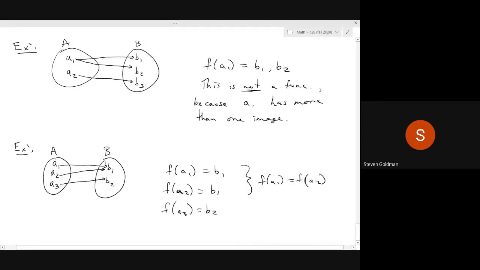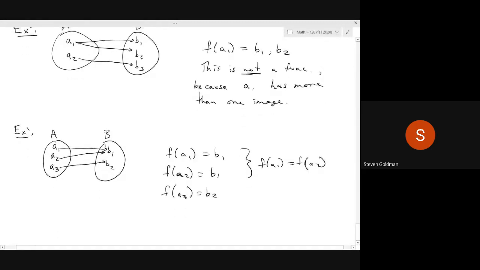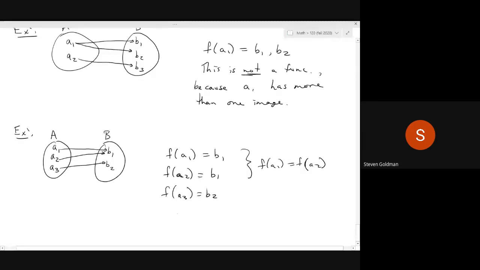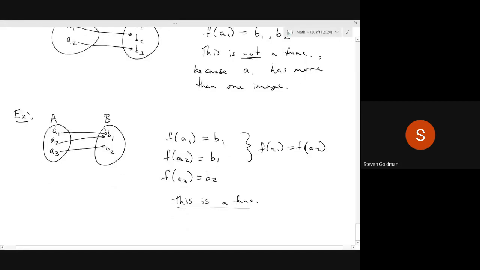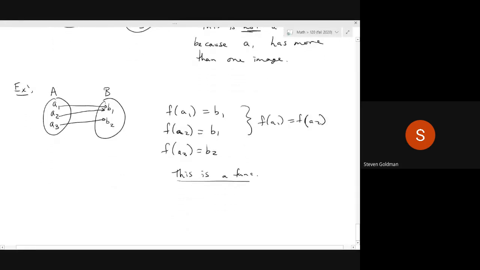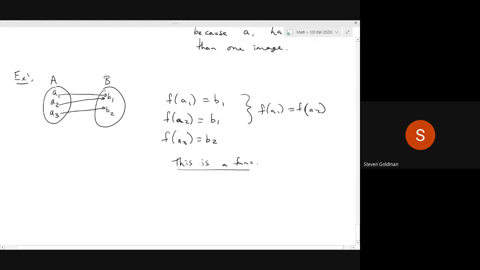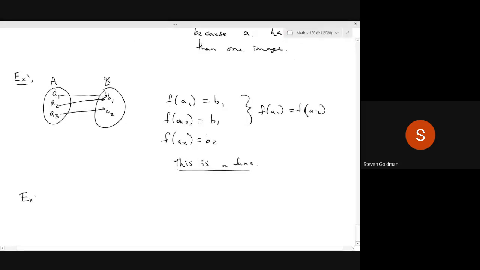This is still a function. I can have 2 elements in my domain that are assigned the same element from the codomain. That's fine. We would just say that it's not one-to-one, but we'll discuss one-to-one soon. Hopefully we'll get to that today. If not, we'll discuss it next time. So this is a function. All right, one more example here.